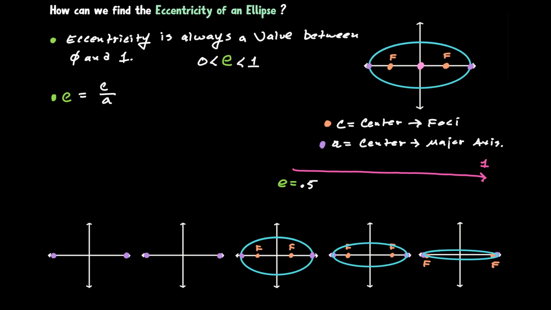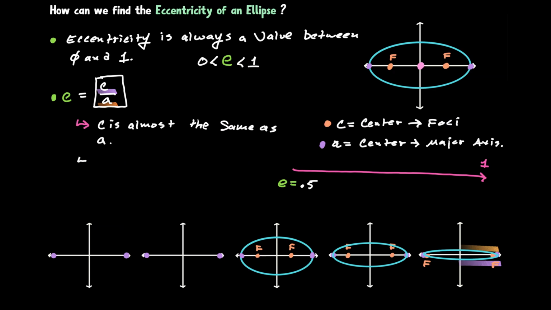Well, why does this scenario give us an eccentricity so close to 1? As we were making the foci be closer to the end of the major axis, the distance from the center to the end of the major axis was almost identical to the distance from the center to the foci. And when we take a look at the definition of the eccentricity, we were having a ratio where the numerator was almost the same as the denominator, and anything divided by itself is equivalent to 1.